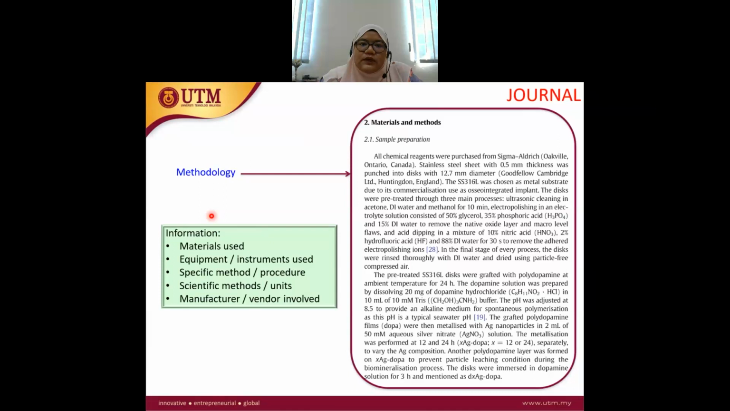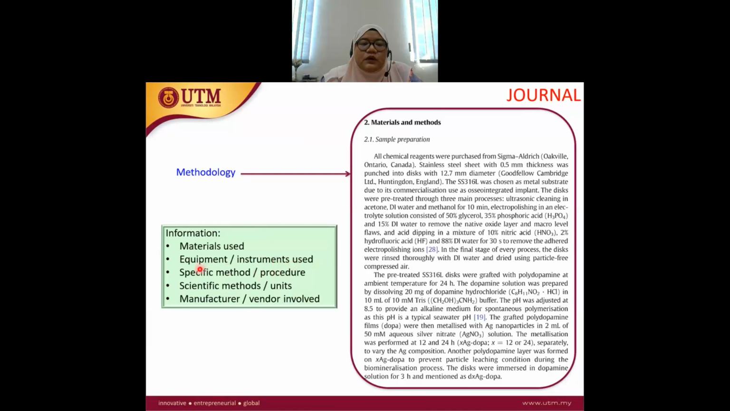Okay, so when you are reading the methodology, you have so much information about the materials that were used. When you are given a topic, you search for the literature review, so you can find the materials that are used in the research.